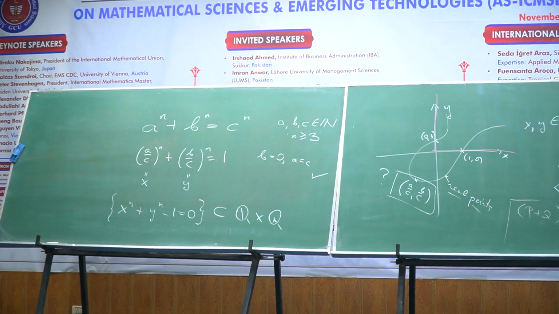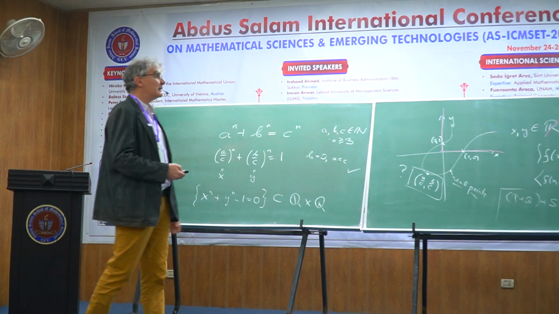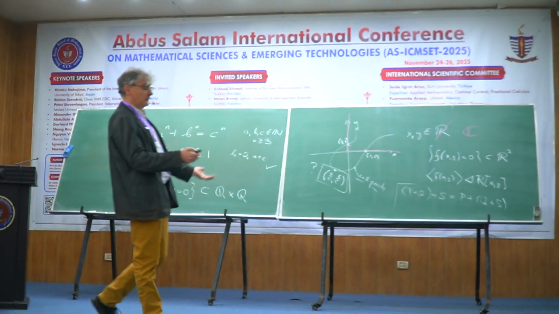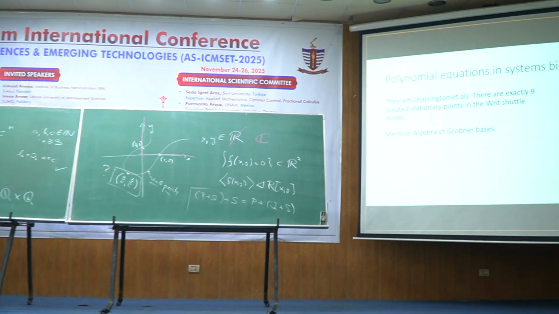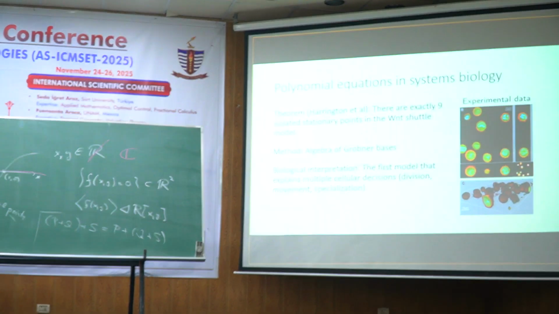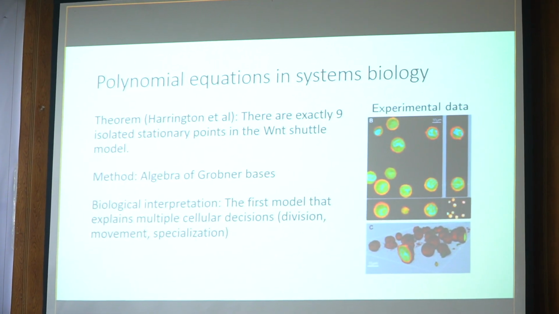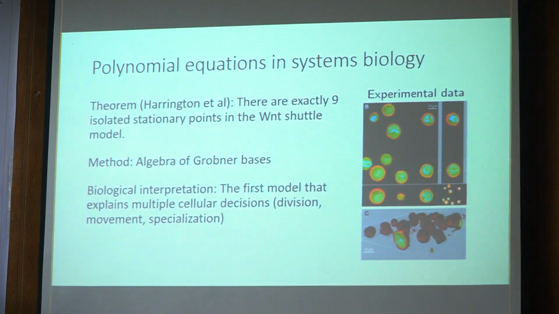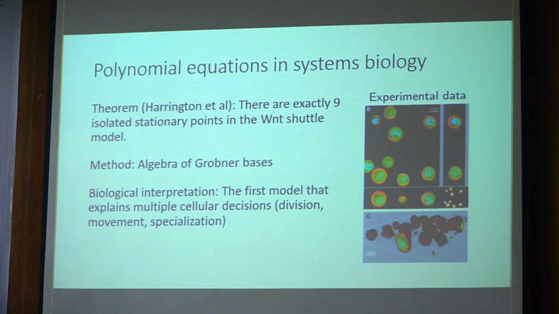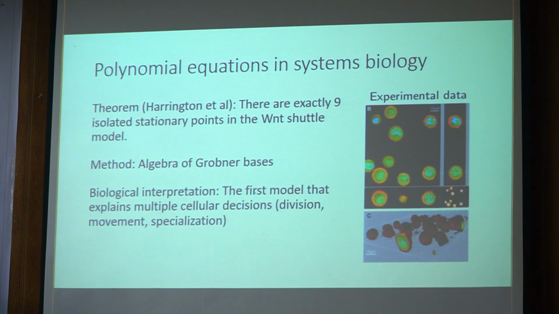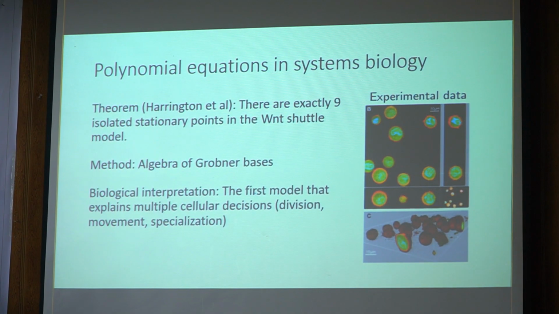And so this particular paper goes back to my friend Heather Harrington and Bernd Sturmfels and collaborators about 10 years ago. They found that there are exactly 9 stationary points in this particular model. The method was the algebra of Gröbner bases implemented on a computer, on a symbolic algebra platform. And they had a biological interpretation. And this was the first model that explained multiple cellular decisions, how cells develop in different directions, so specialization. And they fitted this to experimental data.